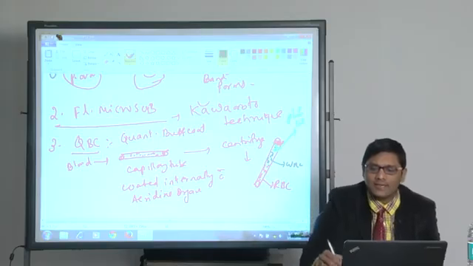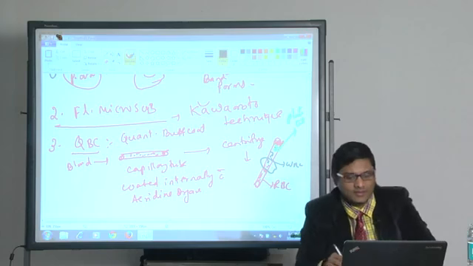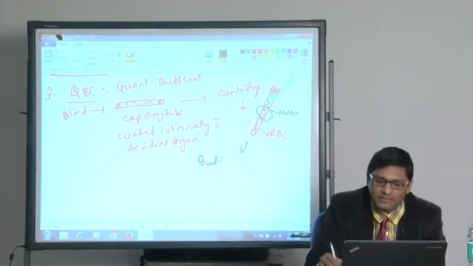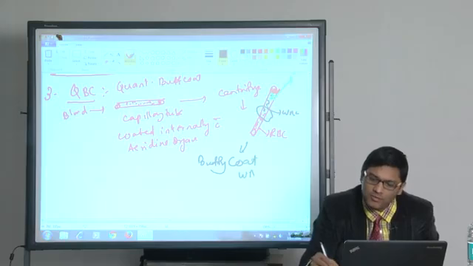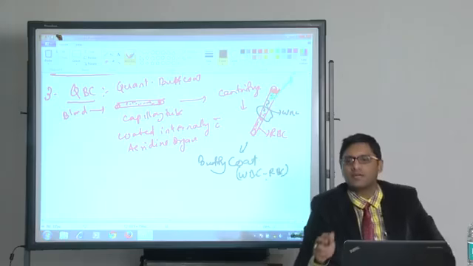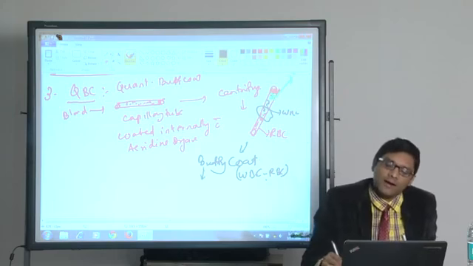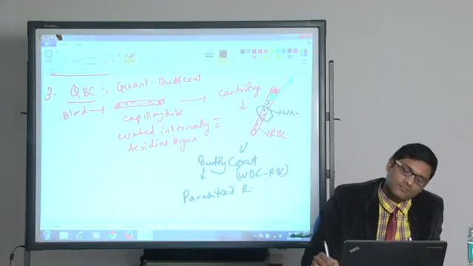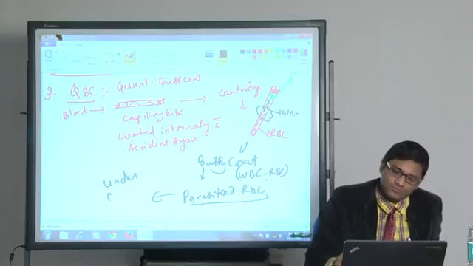Then you have to examine the Buffy coat area. Buffy coat area means what? Buffy coat area is the junction of WBC and RBC. This is the Buffy coat area. This is the area where the parasitized RBCs will be there, and this is the area which is examined under fluorescent microscope.